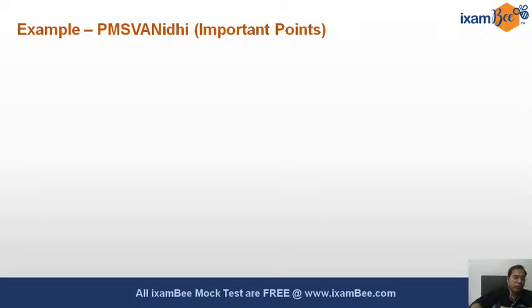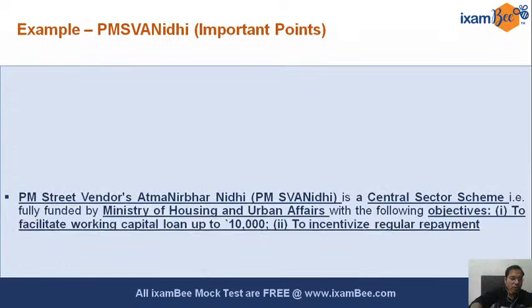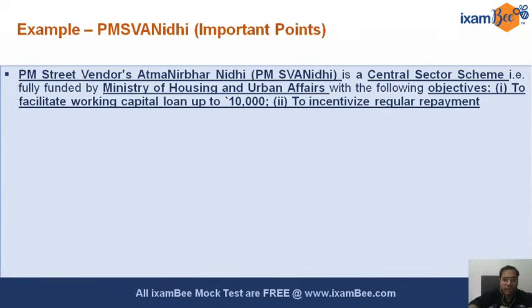So yes, just continue with the previous example of how this PM SVANidhi scheme should be read. The underlined ones are the important ones. PM Street Vendors Atmanirbhar Nidhi, PM SVANidhi, that is the full form as well as the short form. You should be thorough with the full form and short form as well. A central sector scheme by which ministry? Ministry of Housing and Urban Affairs.